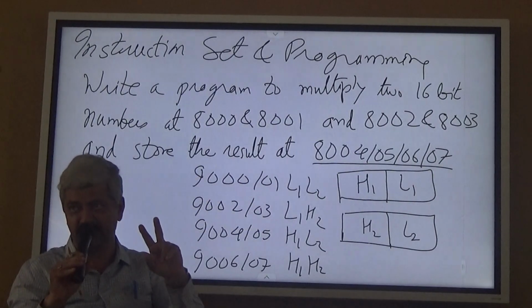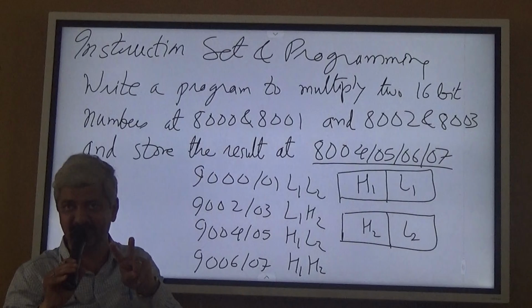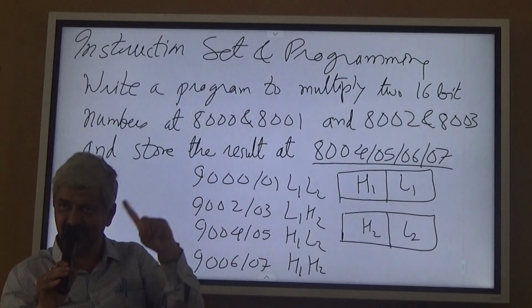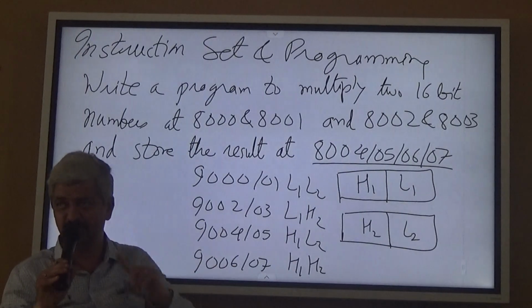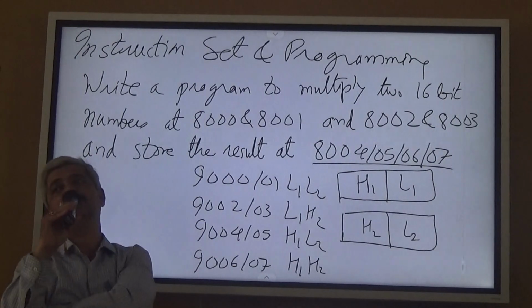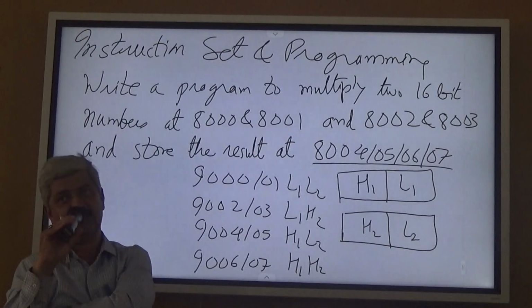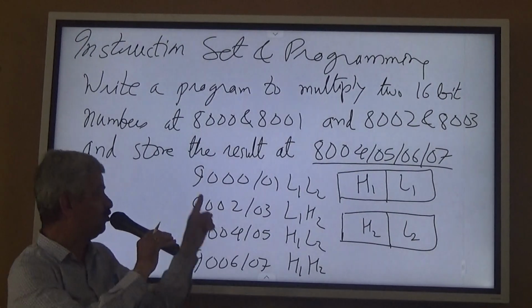One word, or one 16-bit number, is 2 bytes: lower byte, higher byte, L1, H1, L2, H2. So products of all 4, with 2 at a time, are done, and that is stored here.